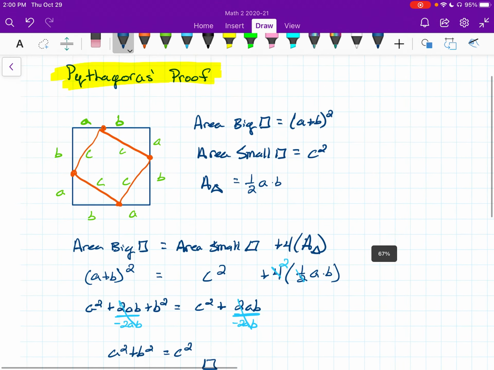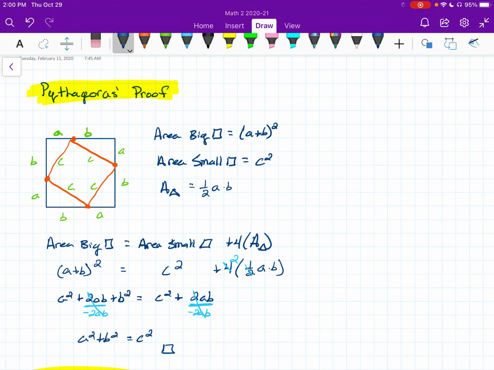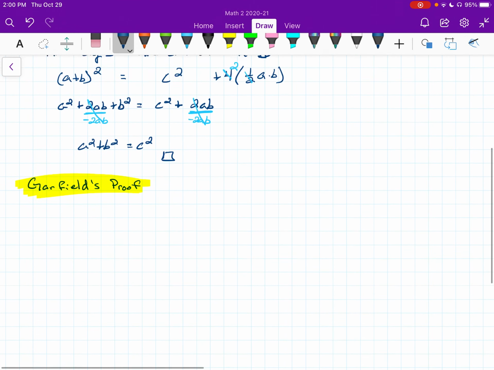So there's our proof. We started off with nothing, and we were able to say, well, always, a squared plus b squared is c squared whenever we're dealing with a right triangle. All right, so that's one proof. And let's look at just another one.